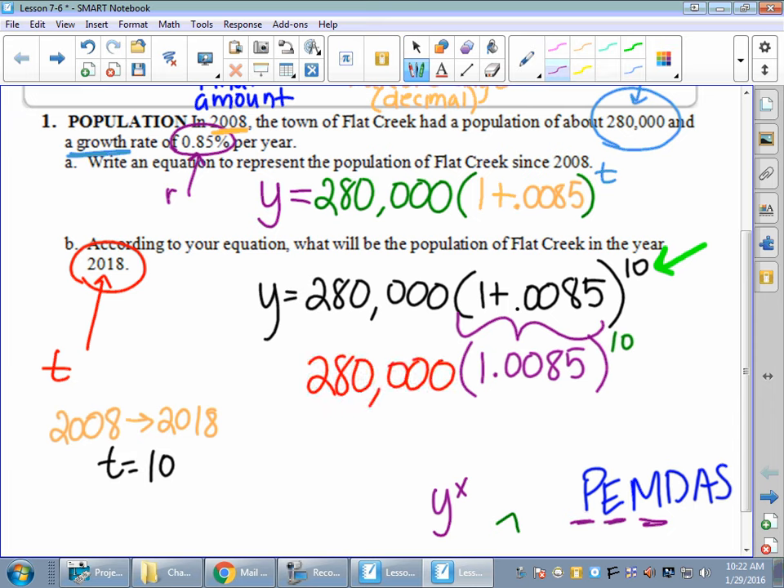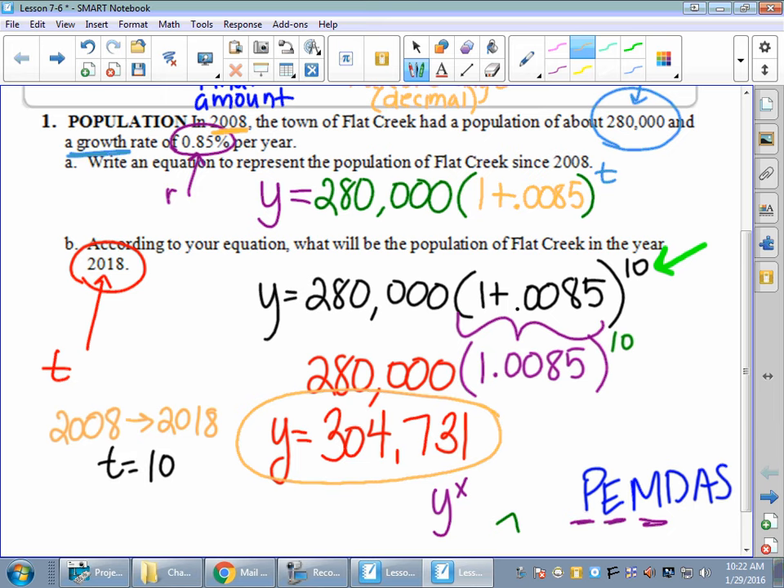280,000. So parentheses, exponents, then multiply. When you get through that, you should end up with a population in the year 2018. Flat Creek will have 304,731 people. If you don't get that answer, please go back and do the math on your calculator again.